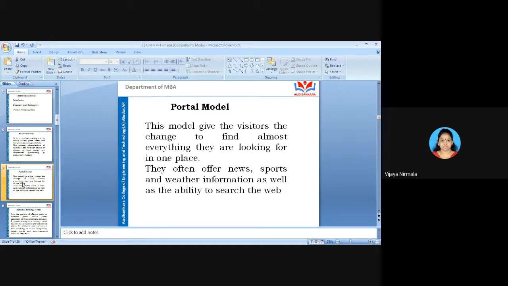For example, www.ask.com is the best example for the portal model. Another example is www.yahoo.com. These portals provide users with a shopping page.